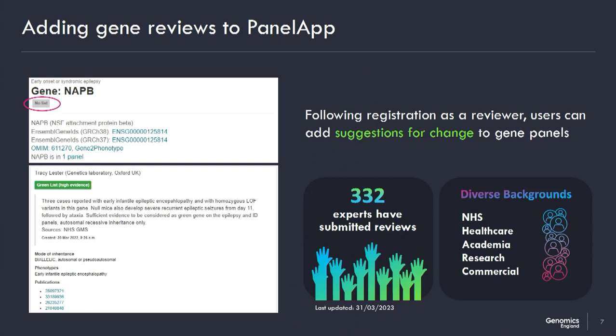So the way that this would work, say a clinician finds a patient with a newly discovered rare condition that isn't routinely tested, they can register to be a PanelApp reviewer, at which point they'll be able to add their gene to their most appropriate panel.